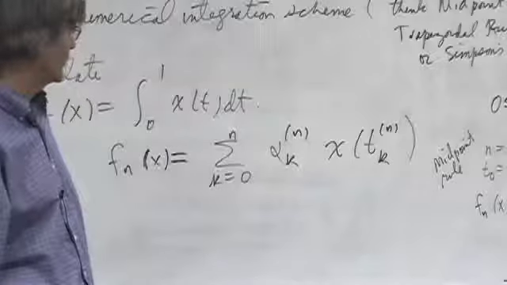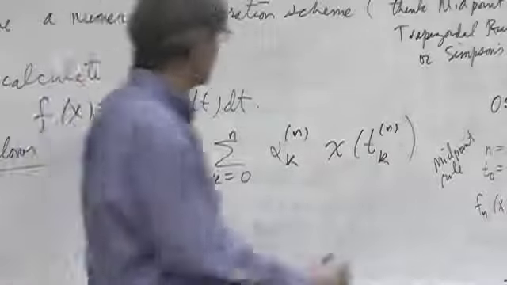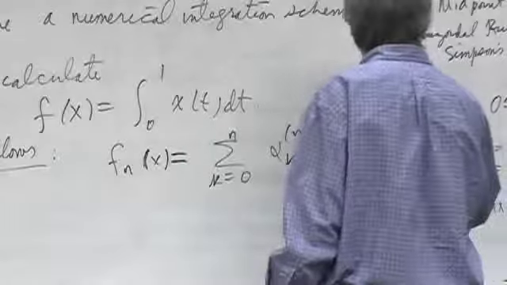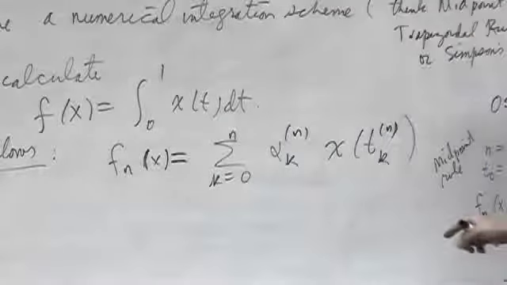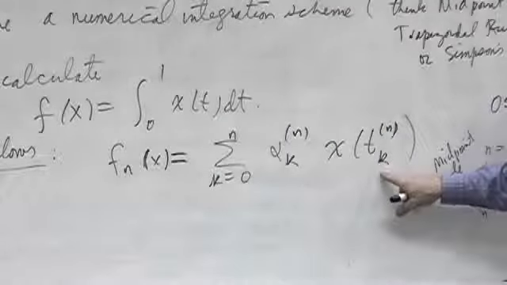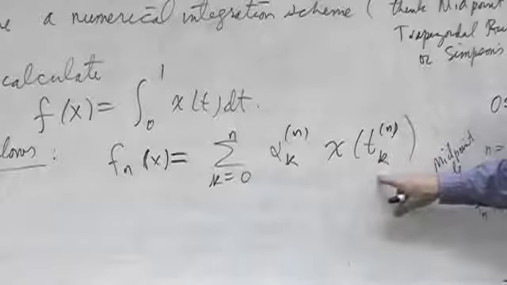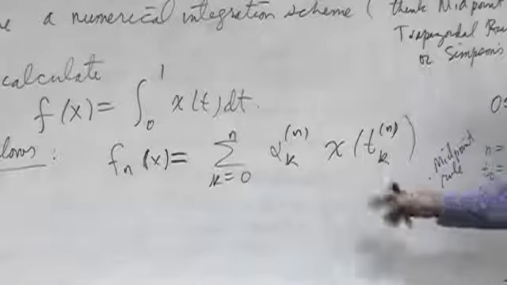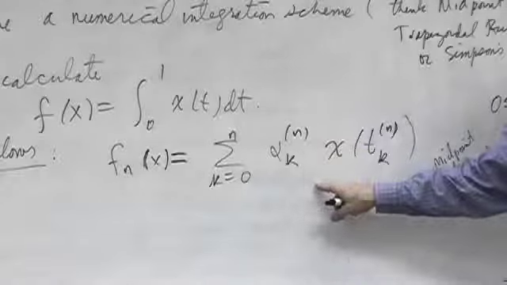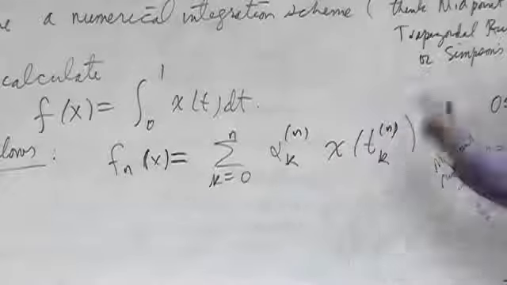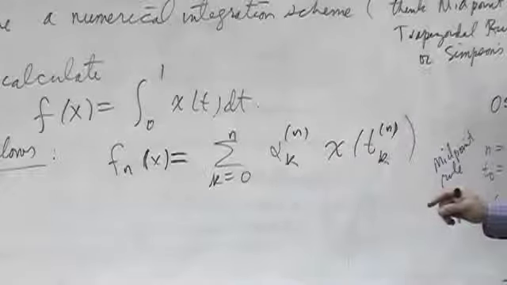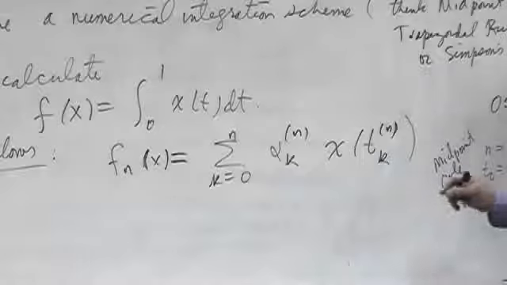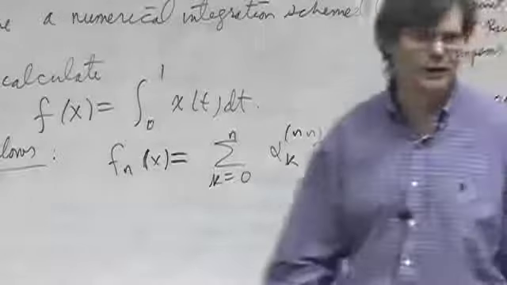So I want to make a unique solution. What I'm going to do is fix my nodes, so they're not going to be parameters anymore. And then I'm going to try to figure out the alphas so that Fn of x is equal to f of x for all x equals t to the 0, t to the 1, t to the 2, and so on up to t to the n minus 1.